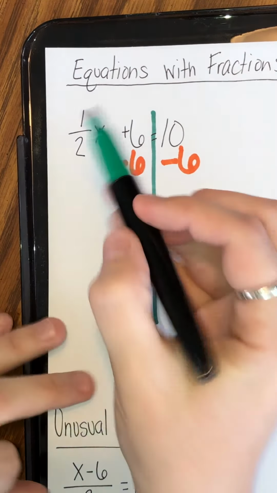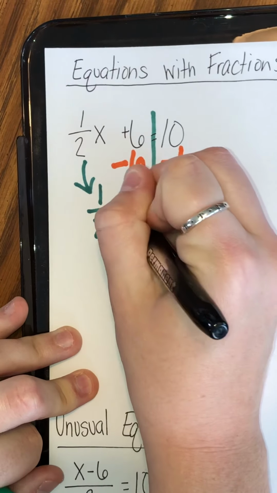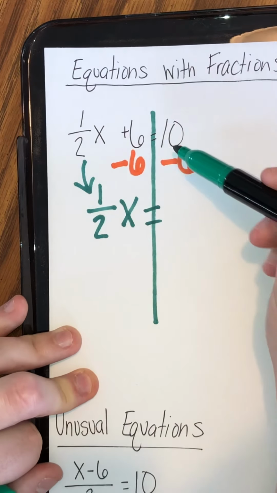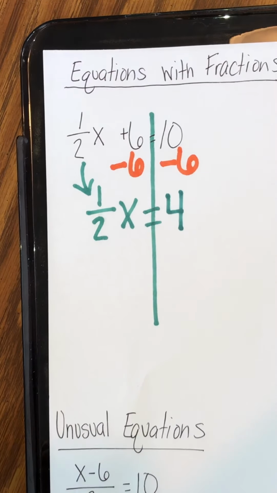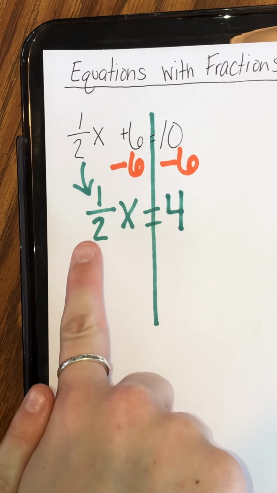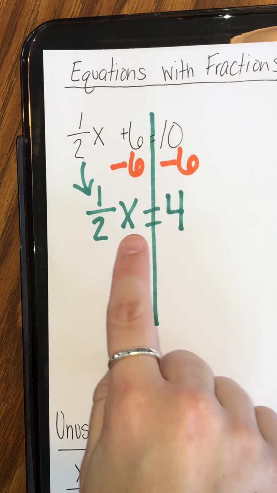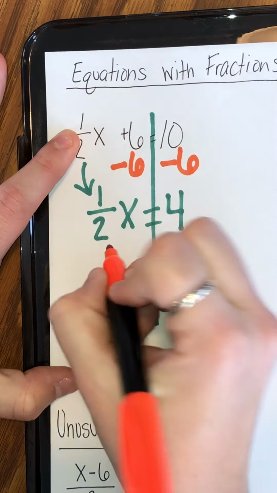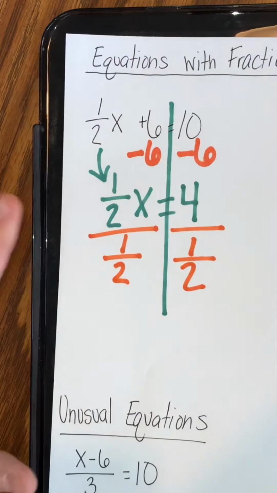All right, we didn't do anything to the 1/2 x, so that comes straight down. 6 minus 6 would just be 0, so that's gone on that side. 10 minus 6 would be 4, so we have 1/2 x equals 4. Remember, if a number is right next to the variable, that means multiplication. So we have 1/2 times x. Well, to undo multiplication, we're gonna have to divide by 1/2 on both sides.